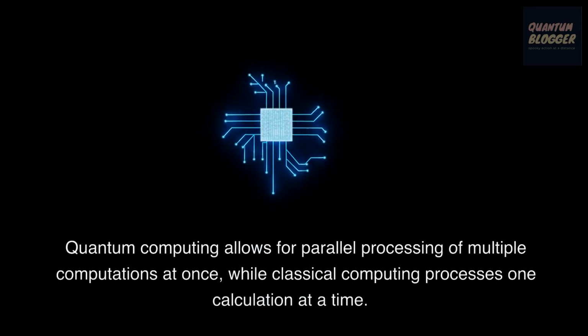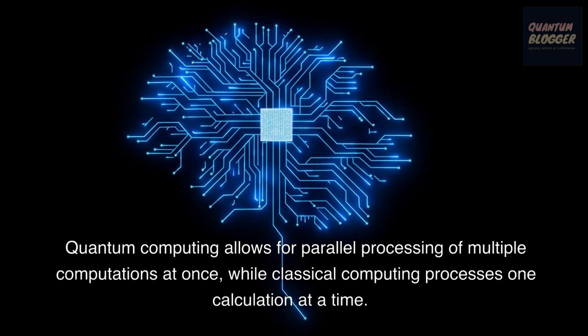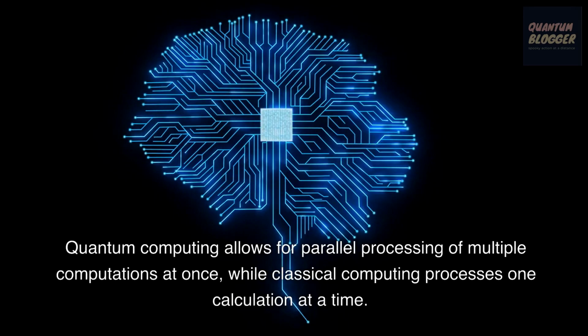2. Parallel processing of data. Quantum computing allows for parallel processing of multiple computations at once, while classical computing processes one calculation at a time.